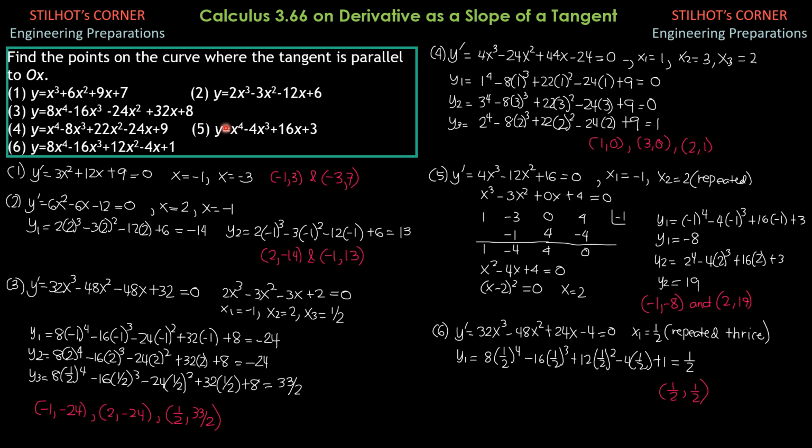Then we proceed to number 5. Y is x to the fourth minus 4x cubed plus 16x plus 3. So dy/dx, or y prime, is 4x cubed minus 12x squared plus 16. No need to simplify, the roots are x sub 1 equals -1, and x sub 2 is repeated. So x sub 2 is 2, x sub 3 is 2, in other words.